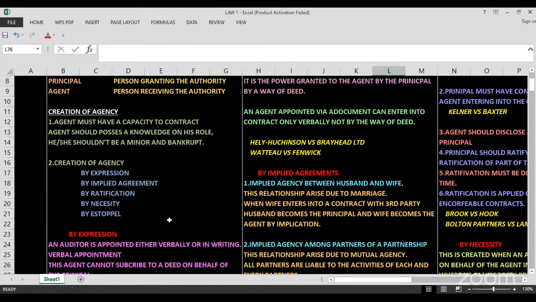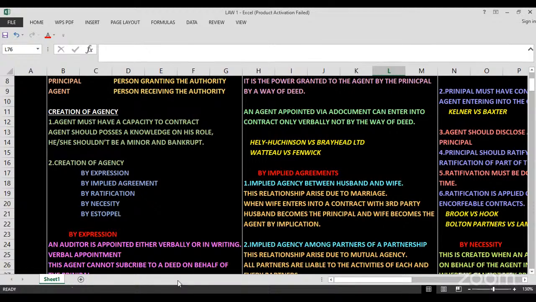First of all, he should have the capacity to contract. He should have knowledge about what type of activity you're going to give him. He should know what his role is over there. He should not be a minor, and he should not be bankrupt. So that's the first one.